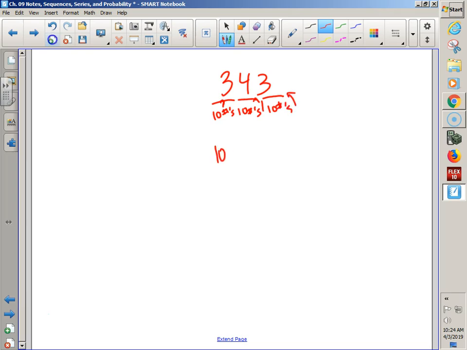So you had 10 times 10 times 10 different options. There are 1,000 different possible 3-digit numbers from 0 to 999. There are 1,000 different 3-digit numbers.